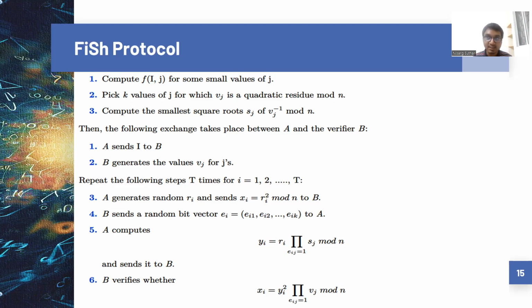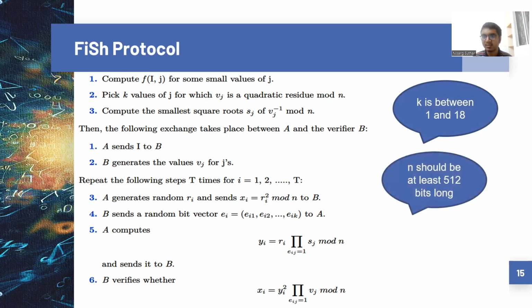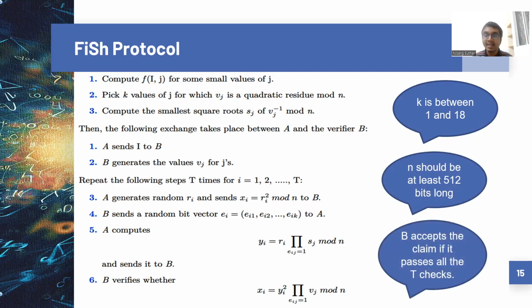Now B verifies whether the xi that was sent by A actually matches the computation yi square times the product of vj mod n. If it matches, then B responds with a truth: yes, it is verified. And if it does not match, B responds that the claim was not verified. Usually the value of k is between 1 and 80 and n should be, as I said, at least 512 bits long. And B accepts the claim if and only if all the t checks pass.